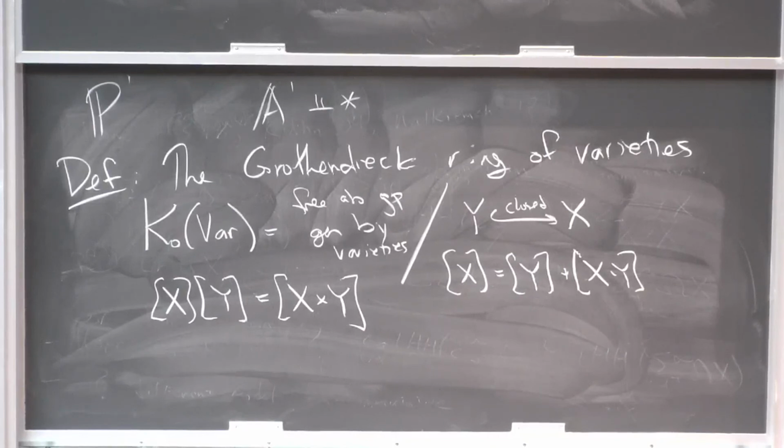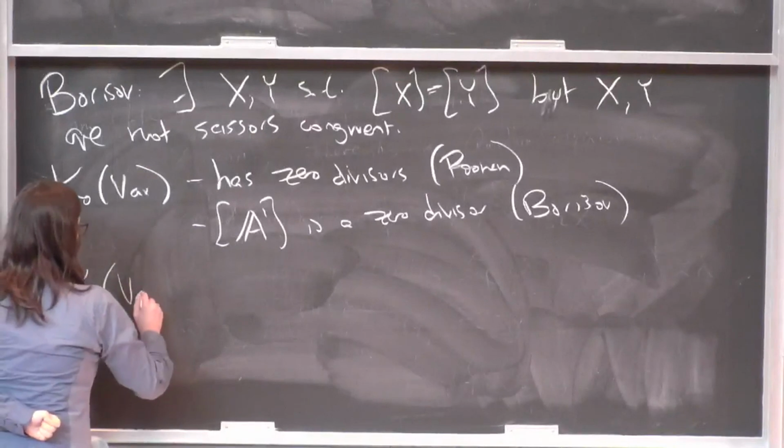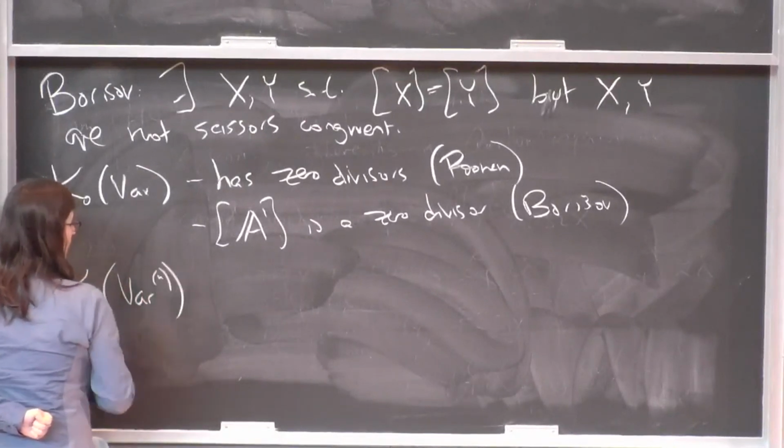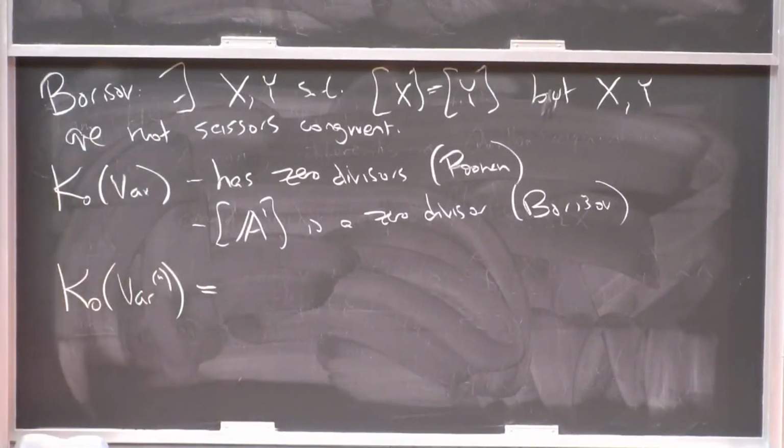So I want to give an example of what I mean by this. We can define a group like this, where we say, okay, on the set of generators, on the set of varieties, we have a filtration by dimension.